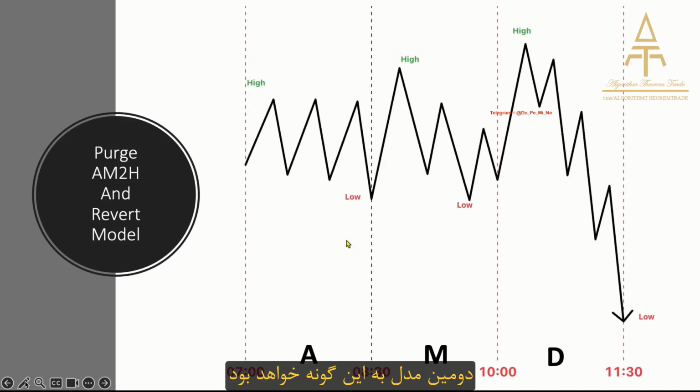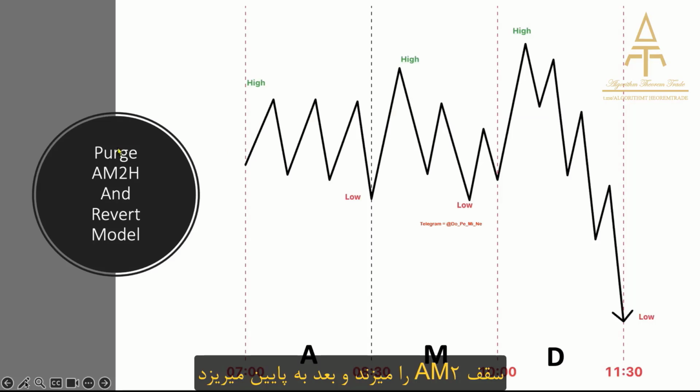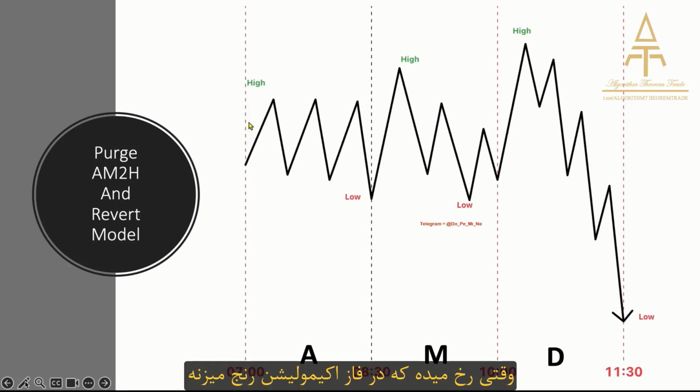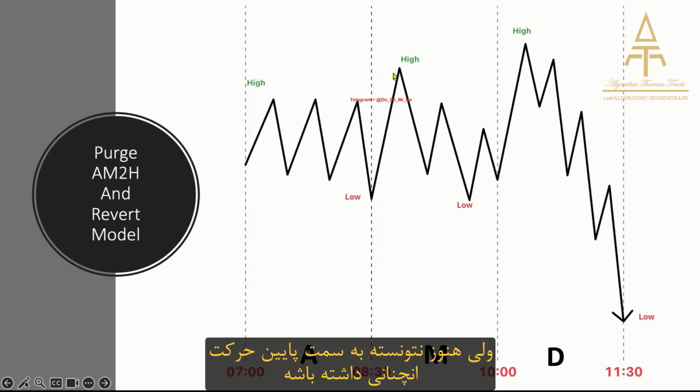The second model is the following. This is a scenario, or profile, in which there's a purge of the AM2 high and a reversal occurs. This occurs when the accumulation cycle has gone sideways, the manipulation cycle took out the previous cycle's high, so the high of the accumulation cycle, but it did not displace to the downside yet.